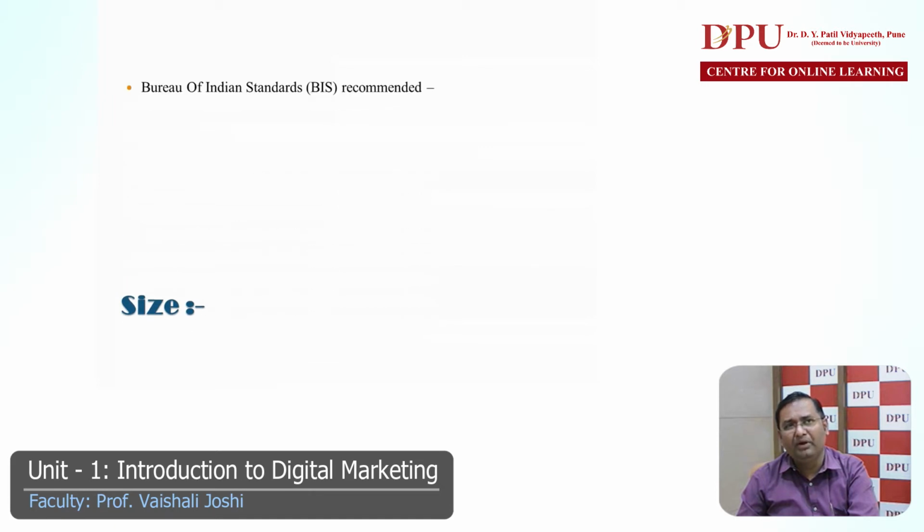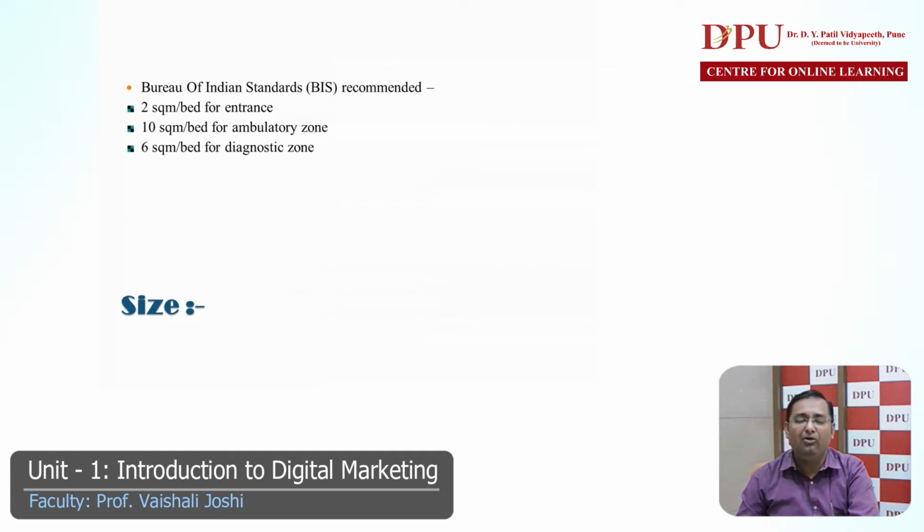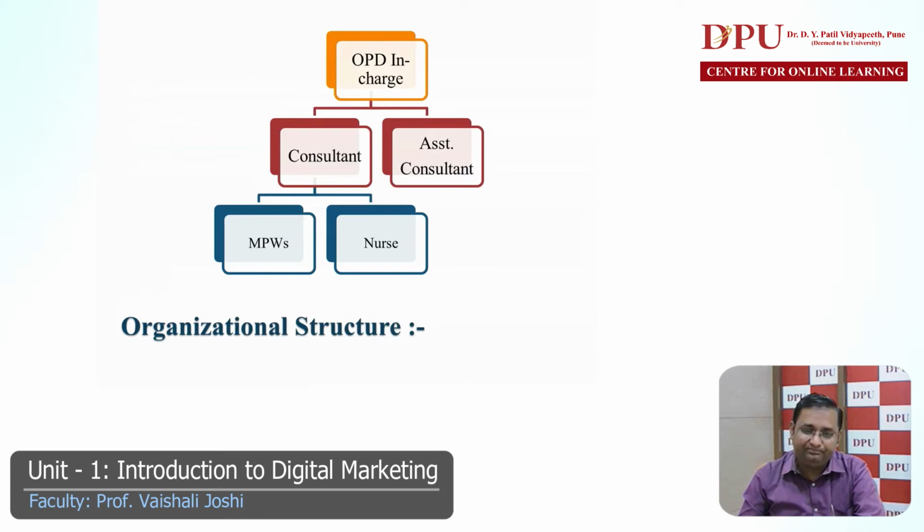What should be the layout of the OPD? What should be the standard sizes of an outpatient department? As per the Bureau of Indian Standards, an OPD should have 2 square meters per bed for the entrance, 10 square meters per bed for ambulatory zones, and 6 square meters per bed for diagnostic zones. That is the exact size: 60 square meters per bed for the total hospital area. So that is the standard size according to the Bureau of Indian Standards for an outpatient department.